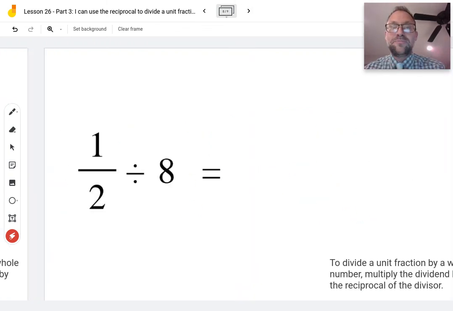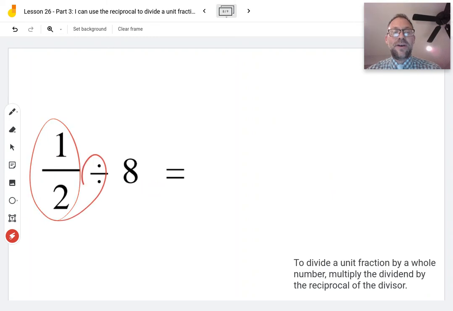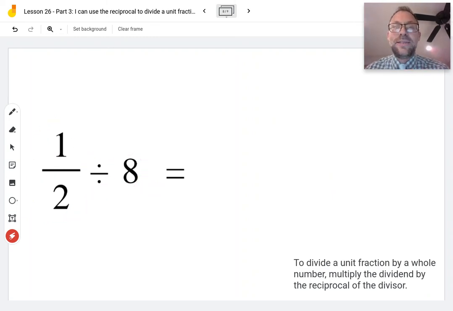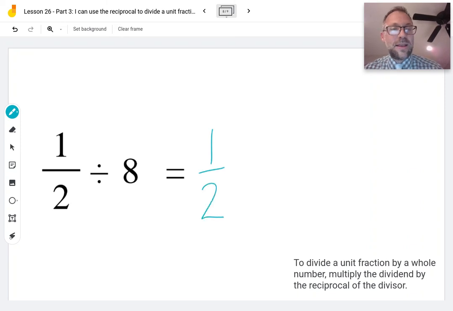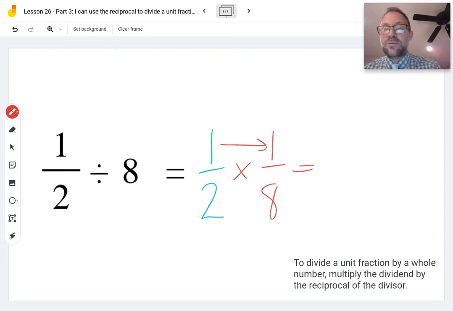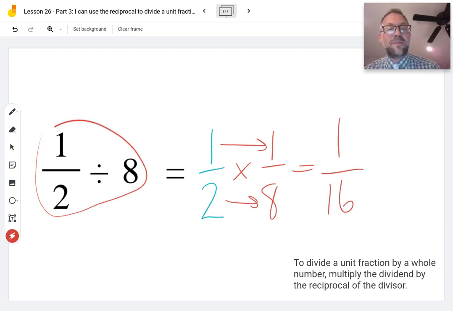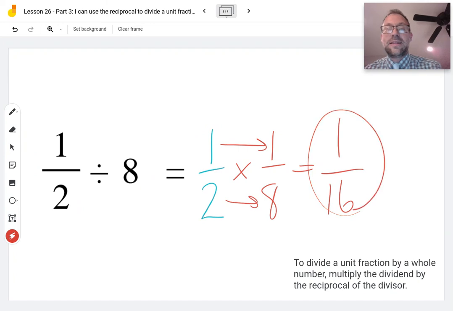All right, let's do one more. Here we have 1/2 divided by 8. What is the quotient to this problem? All right, let's check it out. Let's see, we have 1/2, and we are going to multiply by the reciprocal of 8, which written as a fraction is 8 over 1, and so its reciprocal is 1 over 8. And then we'll multiply. 1 times 1 is 1, 2 times 8 is 16. The quotient to 1/2 divided by 8 is 1/16.